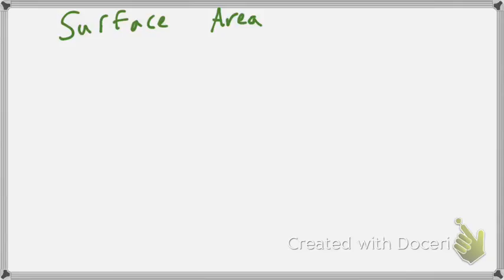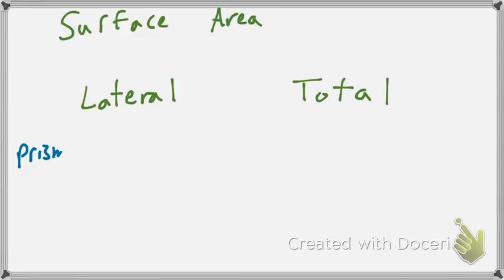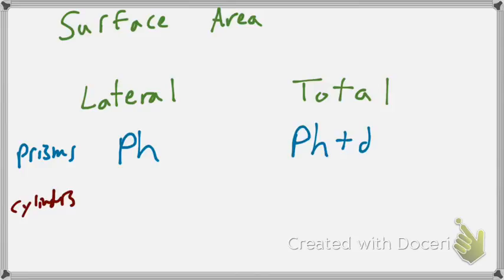So there are 2 different types of surface area. There's lateral and there's total. We have surface areas of prisms and cylinders. Again, prisms can include triangular prisms and rectangular prisms. Now, for lateral surface area, the surface area of a prism would be capital P, H. And the total surface area would be capital P, H plus 2 capital B.